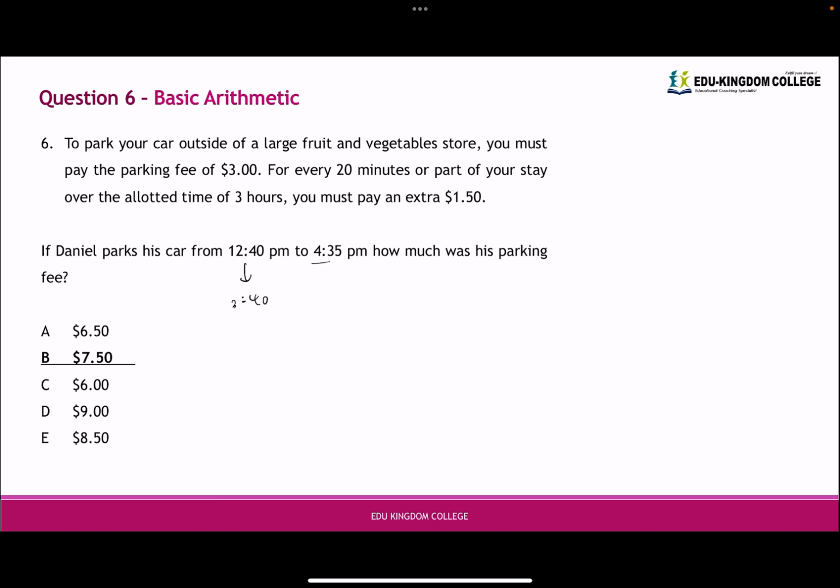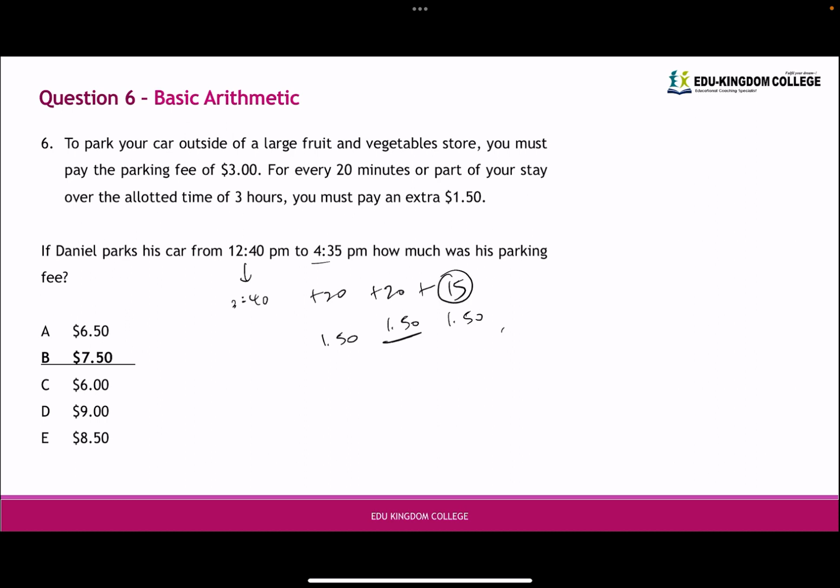And then 4:35 is plus 20, and then plus 15. So he needed to pay $1.50 here, $1.50 here, $1.50 here. Any time over the 20 minutes you pay for, you need to pay another $1.50. And when you pay your $1.50, you get another 20 minutes. It's not that at the end of 20 minutes you pay your $1.50; you pay your $1.50, then you get an extra 20 minutes.